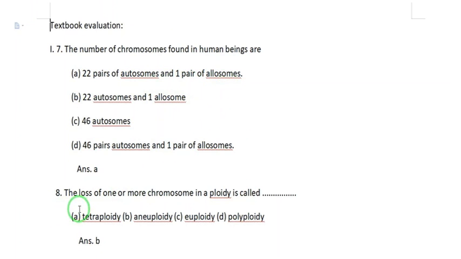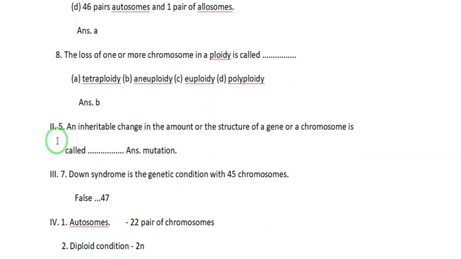Question number 8. The loss of one or more chromosomes in a ploidy is called dash. Tetraploidy, aneuploidy, euploidy, polyploidy. Answer B, aneuploidy. Roman number 2, fill in the blanks. Question number 5. An inheritable change in the amount or the structure of a gene or a chromosome is called dash. Answer: mutation.